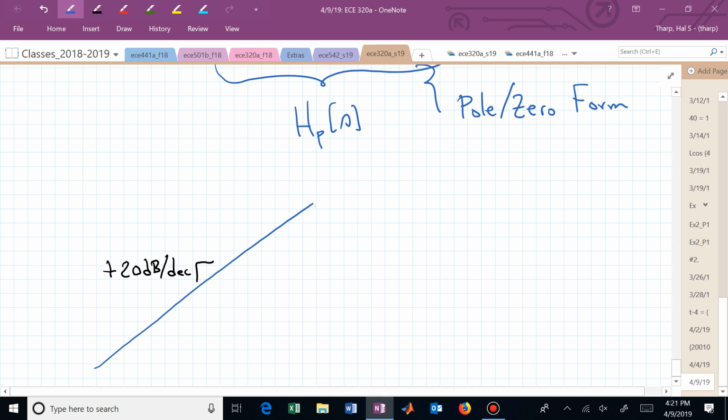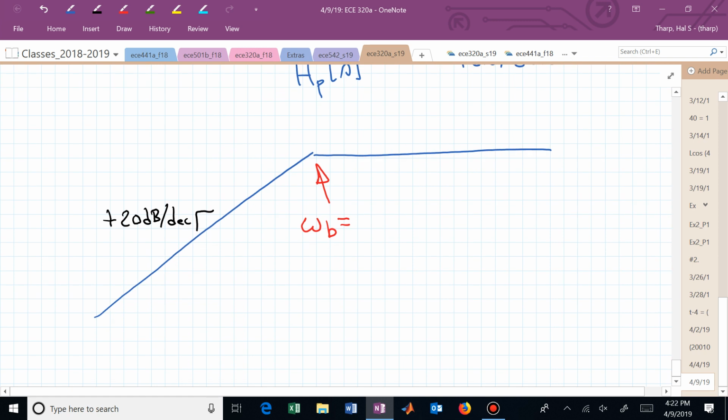And where did this break happen? We're going up, and then we hit a pole, and the pole contributes a slope down. We're going up at 20 dB. The pole gives us a slope down of minus 20 dB. What's our actual slope? They cancel each other out, so now we're flat. And this break occurs at the break frequency, omega sub b, which from the pole zero form is now this R1 over L.